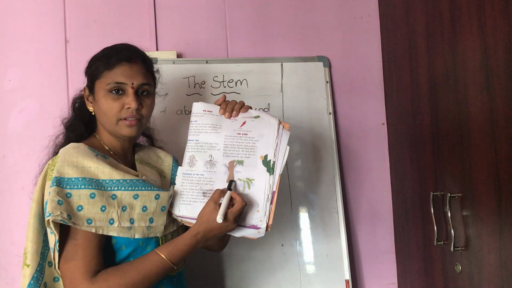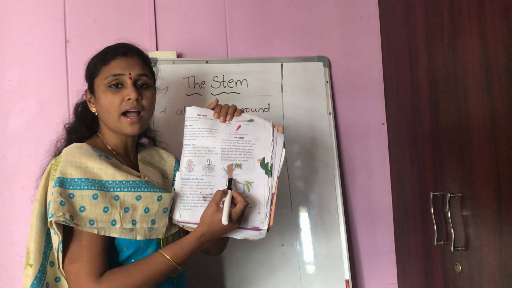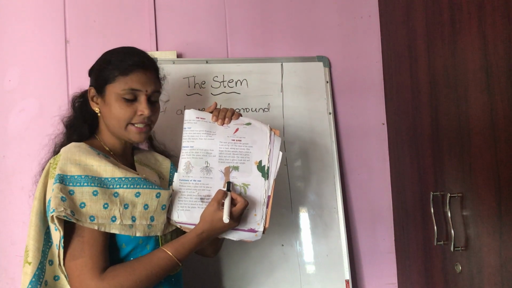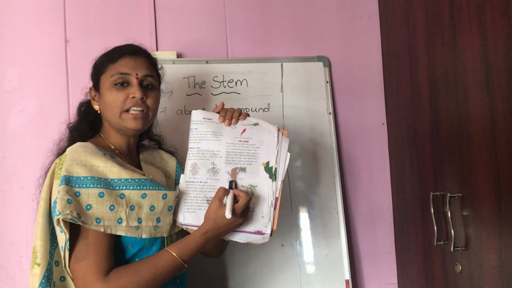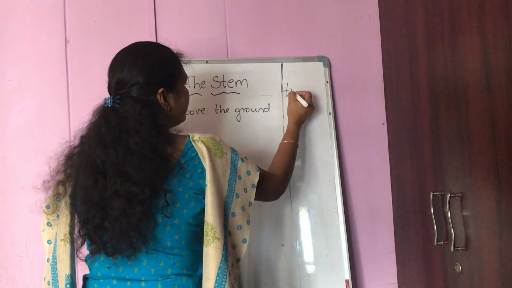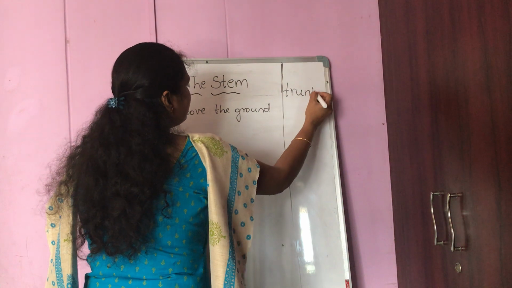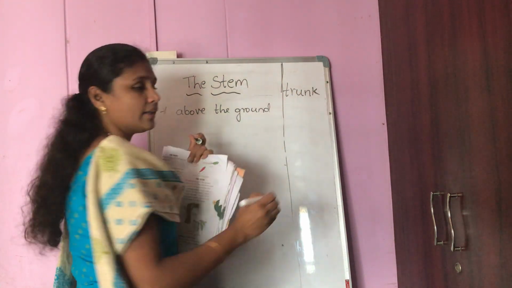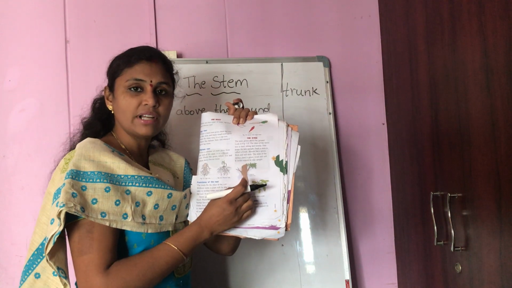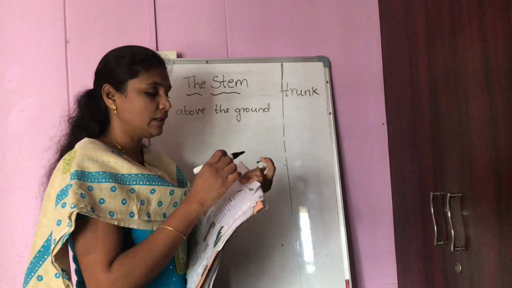For plants like neem tree, the stem is hard, strong and woody. Now this one we call a trunk. What do we call that? Trunk. T-R-U-N-K, trunk. The strong and woody stem of the tree. This is called a trunk.